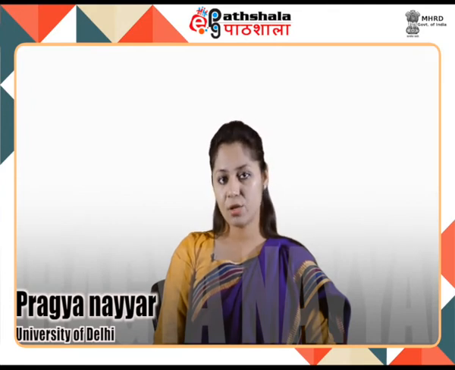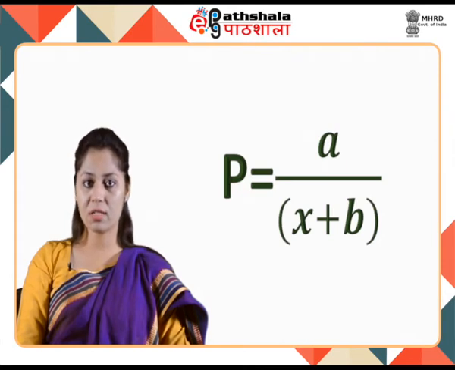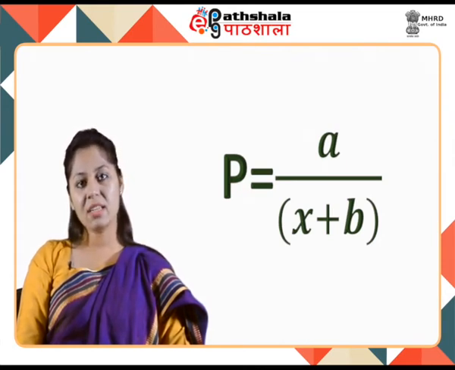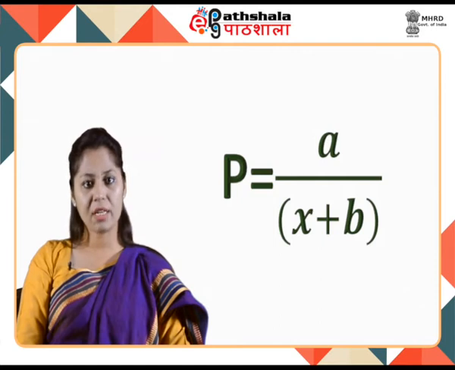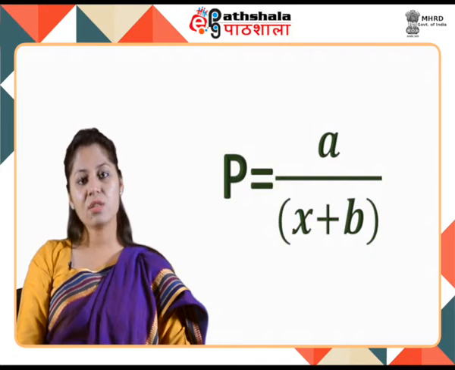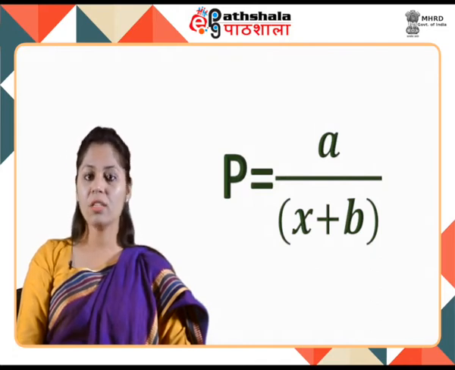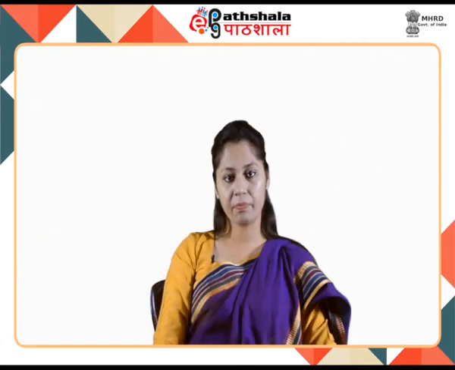Let us discuss an economic application. Examine the demand curve p is equal to a upon x plus b, where a and b are positive constants. Show that demand increases from 0 to indefinitely large amounts as the price falls. What type of curve is the total revenue curve? Show that the total revenue increases to a limiting value. Draw the graphs of demand and total revenue curves to support your argument.